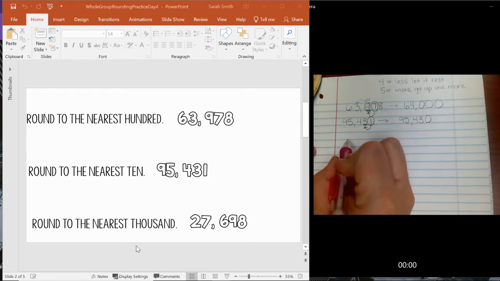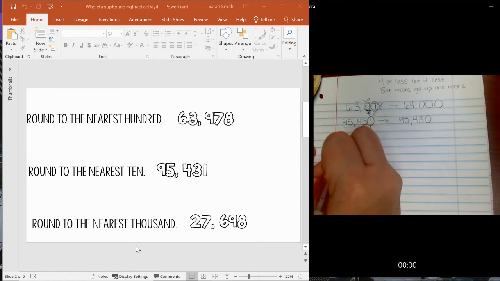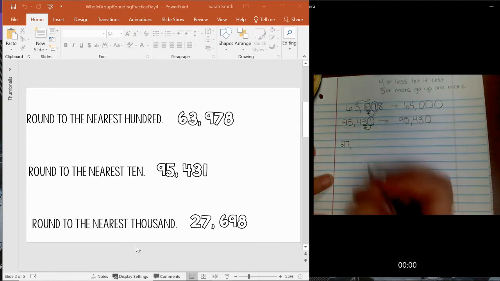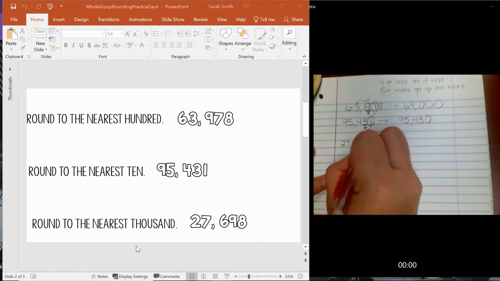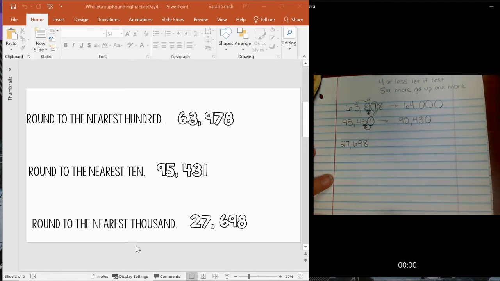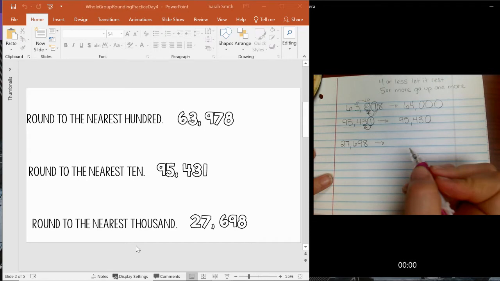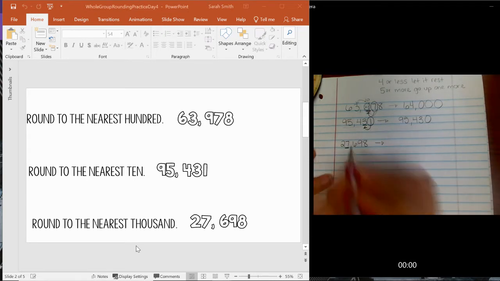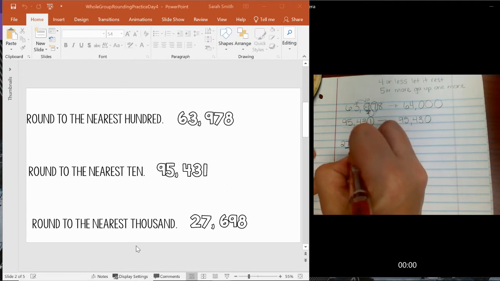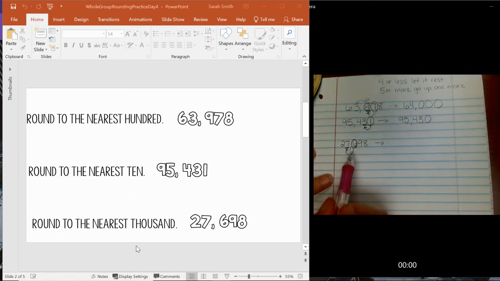It says round to the nearest 1,000. It's the number 27,698. I'm going to make sure I copied that down right. 27,698. All right. And we're rounding to the nearest 1,000. So this is the thousands place. We're going to circle the guy behind it. I do it right away. And I'm going to swoop. And he decides this guy's fate.